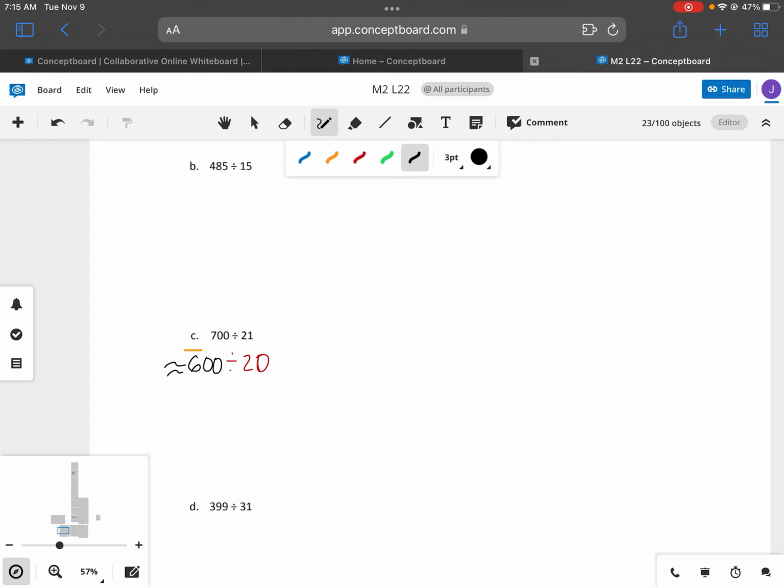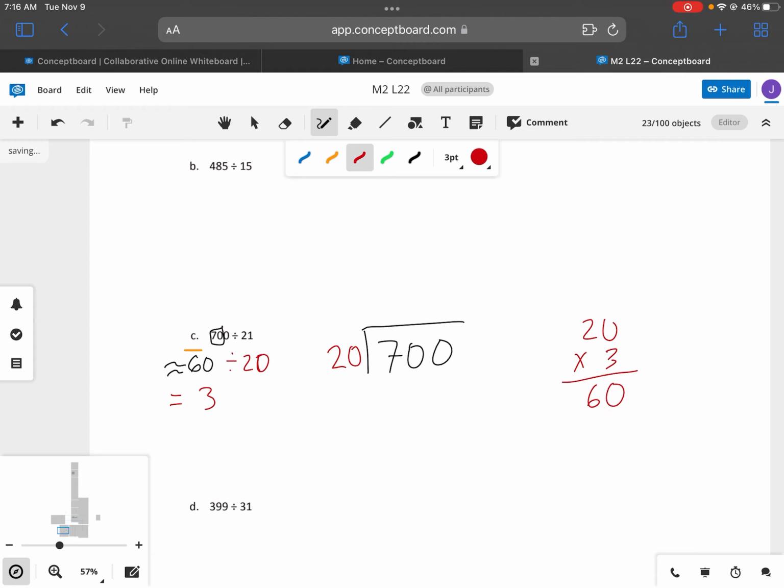Or actually, let's do this. Let's start off with the 2 digits. We're going to start off with the 70. I'm going to find an estimation for that. And with that estimation, we see 3. So when we set this up, we have 700, and we have our 20 on the outside. And we're going to first try 20 times 3. And we know that's 60. So we're going to try the 60. We're going to subtract the 60. And that's going to give us, we have a 3 in the quotient.